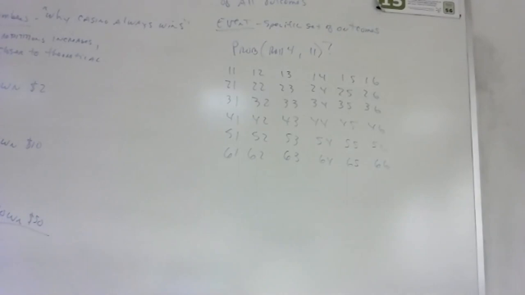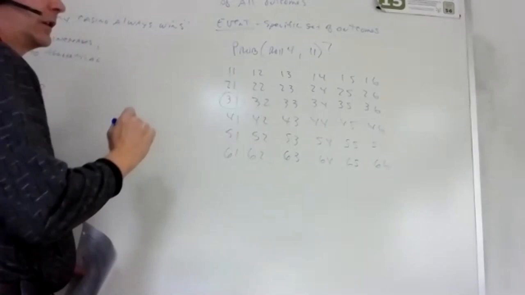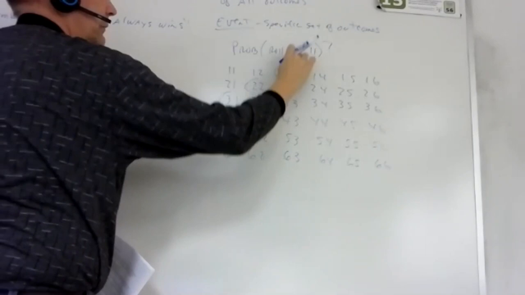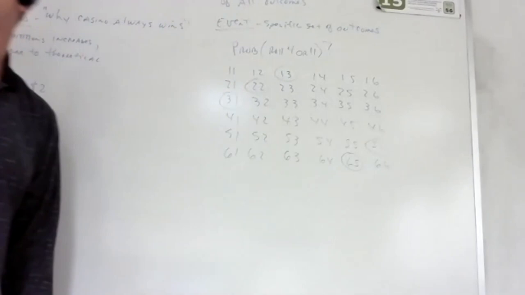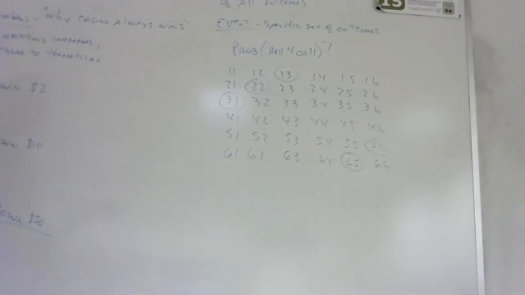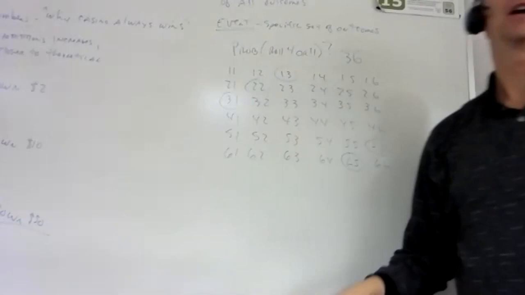Okay? So the probability that I roll a 4, well, that could be a 3 and a 1, it could be a 2 and a 2, or it could be a 1 and a 3. The probability that I roll, maybe I'll put an or there, an 11 is 6 and 5, 5 and 6. How many possibilities are there when I roll two dice? There's 36. How many circles do I have? 5. That's the correct answer.